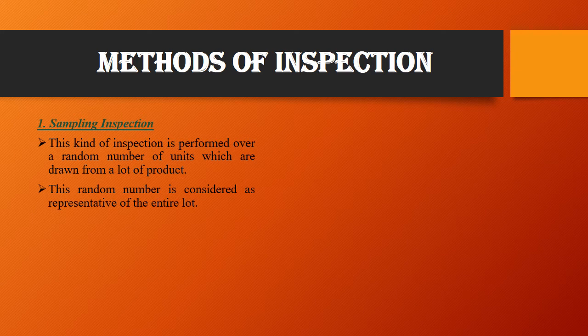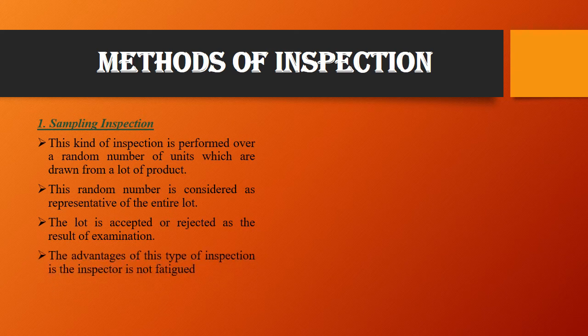The procedure may be employed in 2 conditions. First one, to reduce the cost of production by inspecting a minimum number of units knowing that some defective elements are permissible. And the second condition is that when the test procedure destroys the unit, there is a need to change necessary procedure. The lot is accepted or rejected as the result of examination. The advantage of this type of inspection is that the inspector is not fatigued.